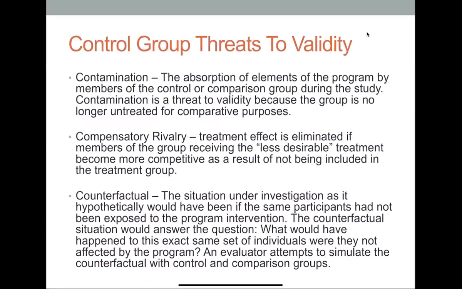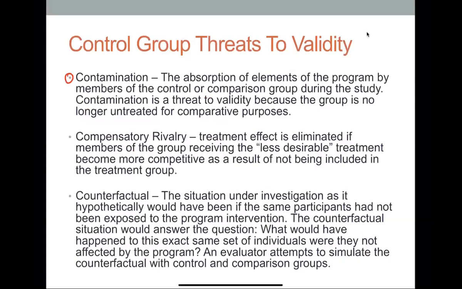And so I want to talk about those separately because they kind of fall somewhere between threats to internal validity and sampling, because they have to deal with when you choose a control group and use a control group, some of the issues that might affect your research outcomes that are the result of how the behavior interaction with that control group works. So the first you see here is this idea of contamination, absorption of elements by the program, by members of the control or comparison group during this study, right?